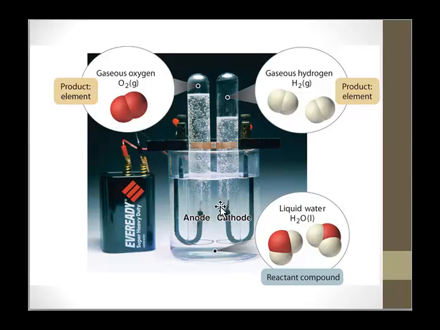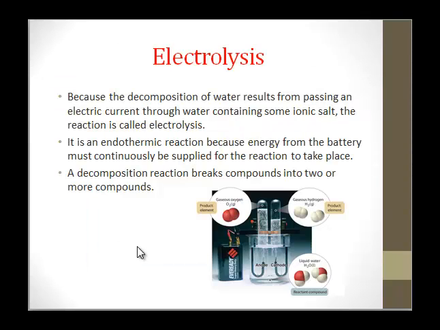Because of that, the water, H2O, is decomposing. It's breaking down into simpler products. So we have hydrogen gas and oxygen gas. All right, so those are the products of that reaction. This system is called electrolysis because the decomposition of water results from passing an electric current, we're using that battery, through water containing some ionic salt. So the reaction is called electrolysis.